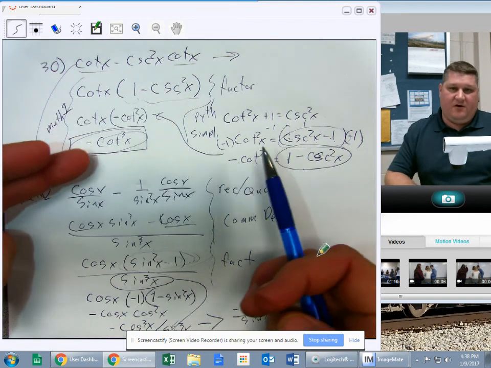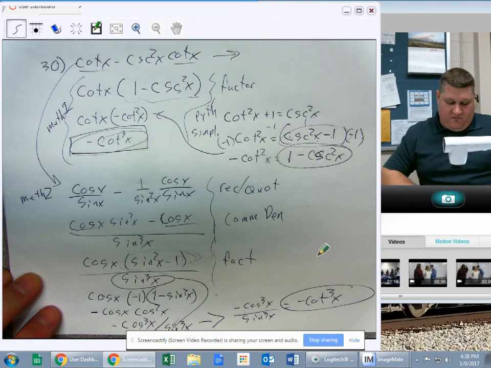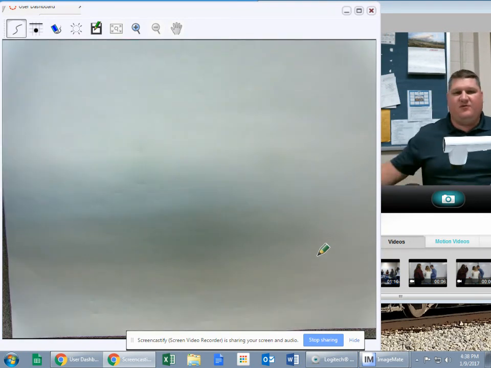This one's a little cleaner. There's nothing wrong with this one. And again, your answer would be factor out a negative 1, quotient property to put it back. Okay, I'll pick up a few more in the next video.